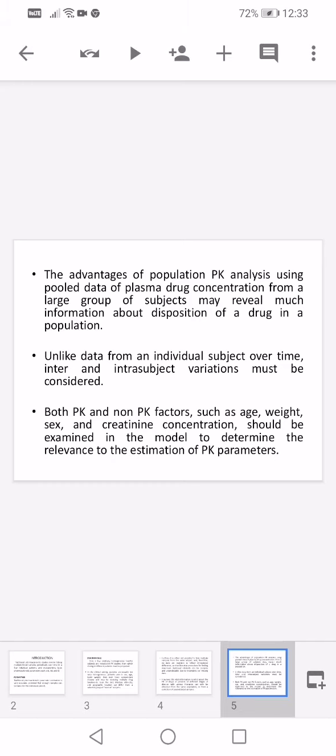Unlike data from an individual subject over time, inter- and intra-subject variations must be considered. Both PK and non-PK factors such as age, weight, sex and creatinine concentration should be examined in the model to determine the relevance to the estimation of PK parameters. So we will be having some standard parameters like age, weight, sex and creatinine concentration, and also some other parameters. If you want to find out both PK and non-PK parameters, all these factors should be taken into consideration to estimate the PK analysis from a group of population.